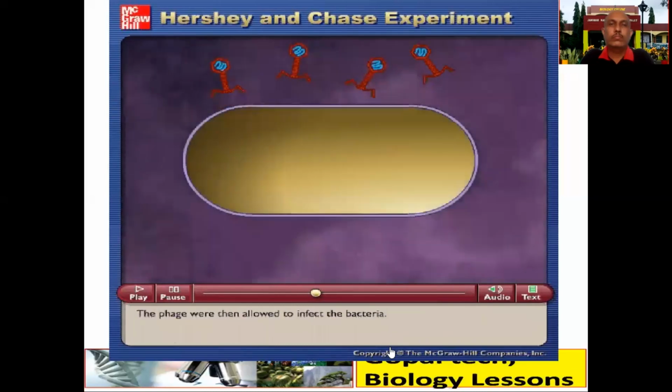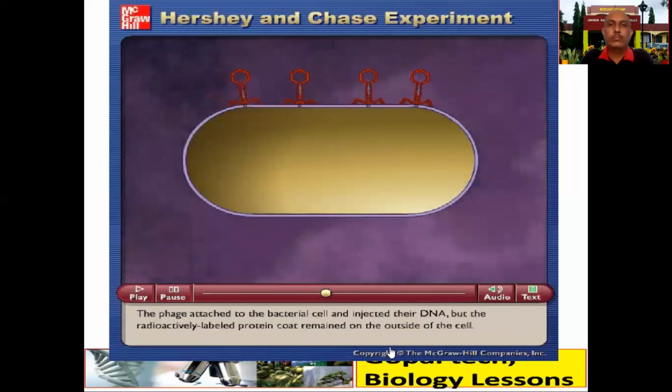The phage were then allowed to infect the bacteria. The phage attached to the bacterial cell and injected their DNA, but the radioactively labeled protein remained outside. Now you can see here, so this is how the DNA will enter, and here the protein remains outside.